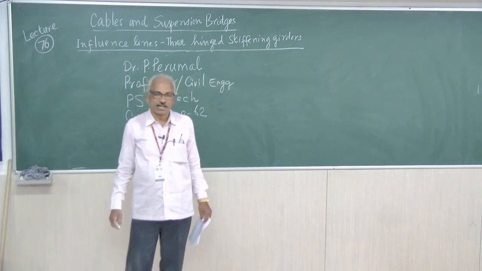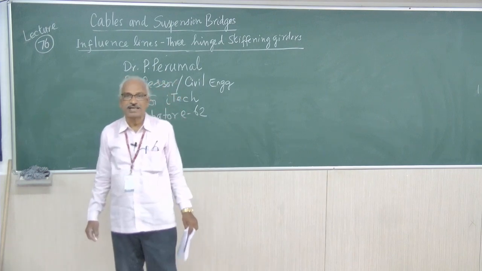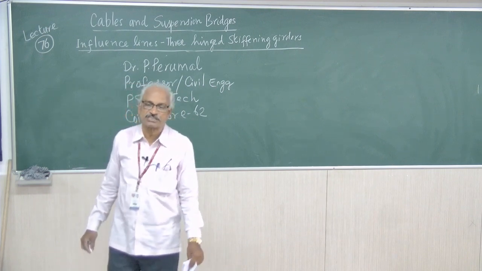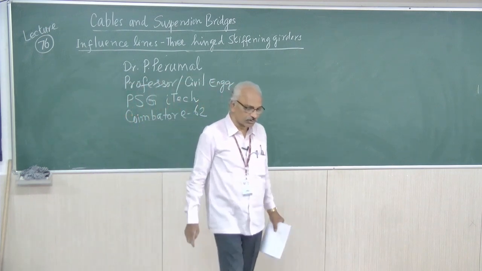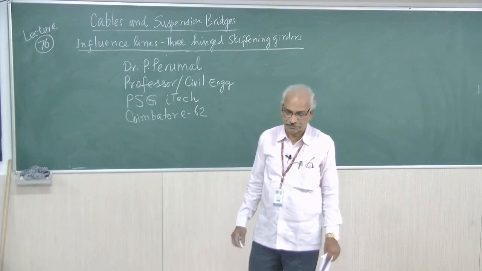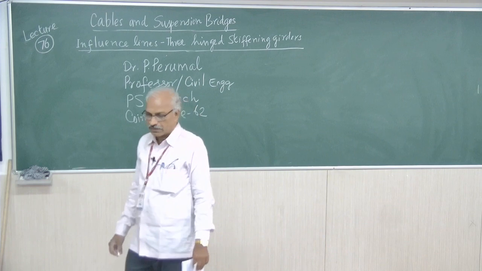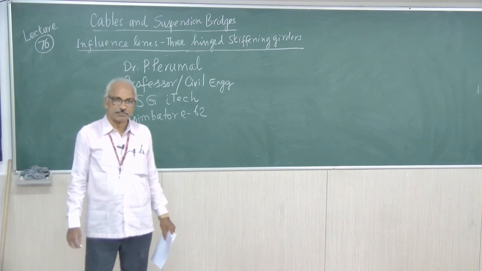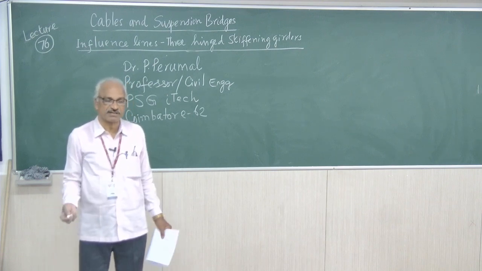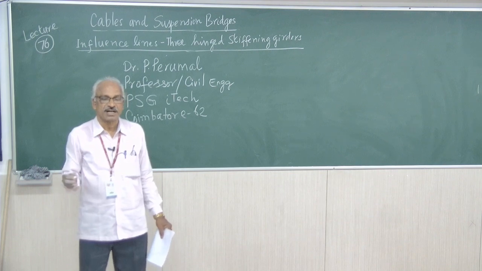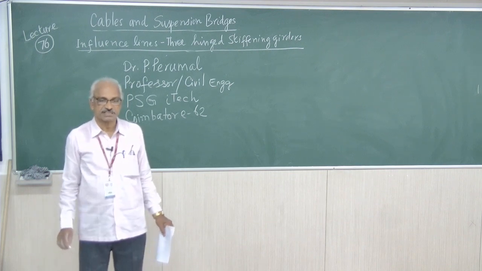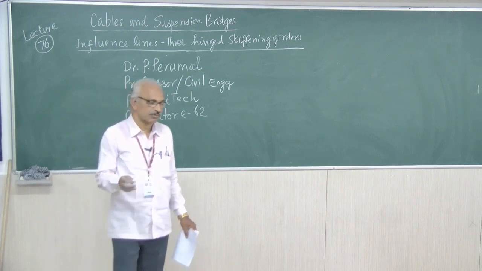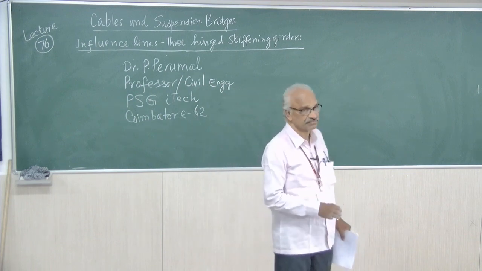In the last 5 lectures, we have been discussing cables and suspension bridges. In lectures number 71 to 74, we discussed cables without stiffening girder. We have discussed problems on cables with supports at the same level and supports at different levels, finding the horizontal tension and various other parameters. We have covered almost all types of problems that are expected in cables without stiffening girder.